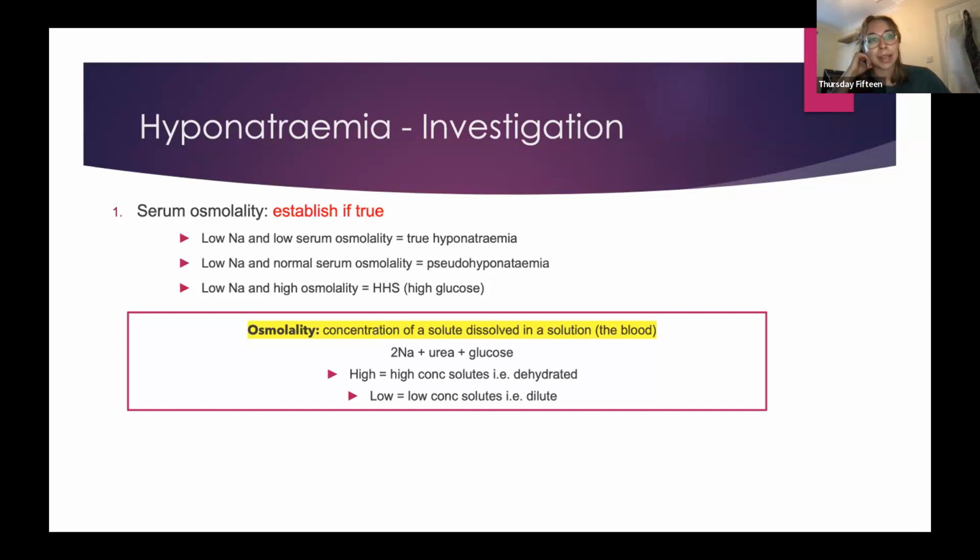Osmolality will determine basically where water goes. So if blood has a high osmolality, i.e. lots of solutes, then water will go from the cells into the blood.